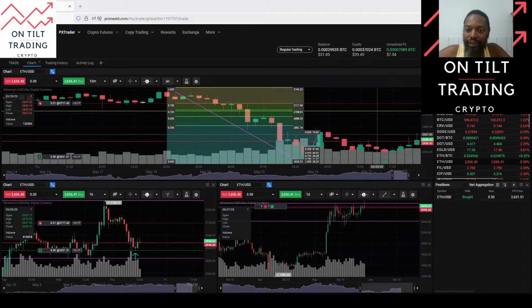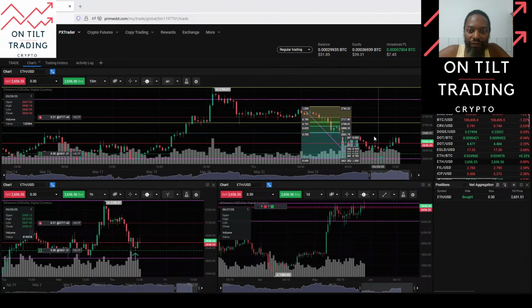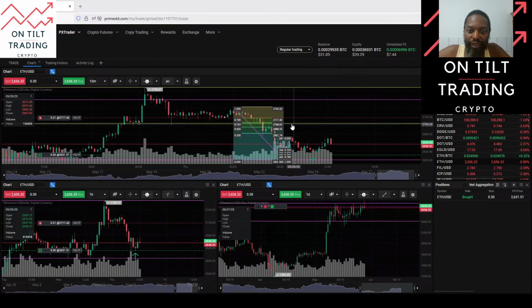But we'll keep an eye on things and see how things go. If all goes well, we'll trade up into target. If not, then maybe we'll get stopped out and trade into target a little bit later.